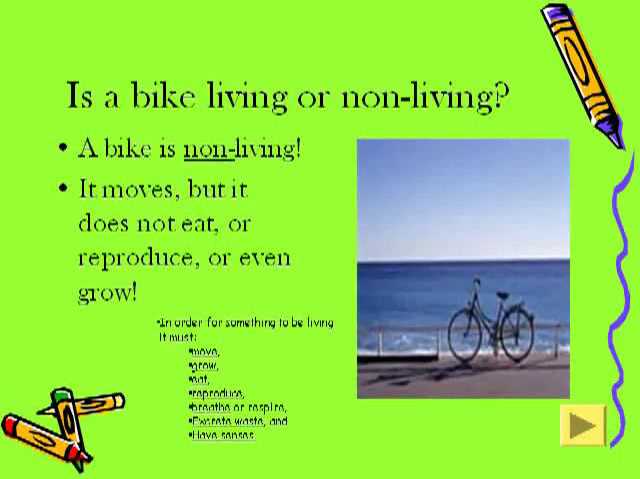Is a bike living or non-living? A bike is non-living. It moves, but it does not eat or reproduce or even grow. It is non-living.